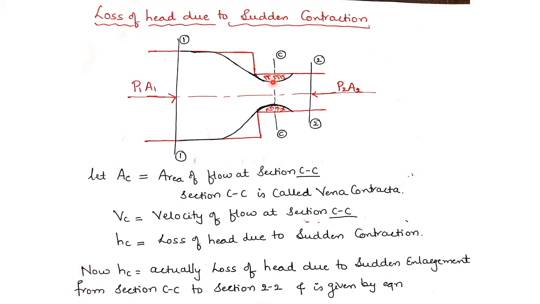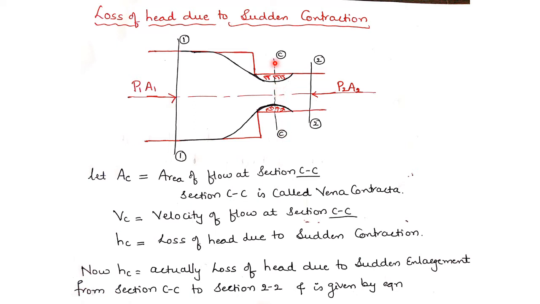And this minimum cross-sectional area of the flow is called section CC. And this section CC is called the vena contracta. That is, AC is indicated by the area of flow at section CC. The section CC is only called the vena contracta.